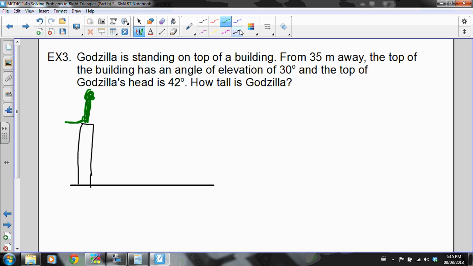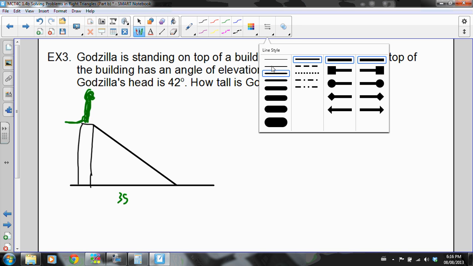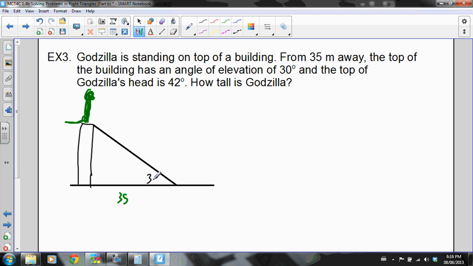Now what does it say? From 35 meters away, so from 35 meters away on the ground here, 35 meters, the top of the building has an angle of elevation of 30 degrees. So from 35, there's the horizontal, and we're going to sweep up to the top of the building. That angle is 30 degrees. So let's write that in there. 30 degrees there.